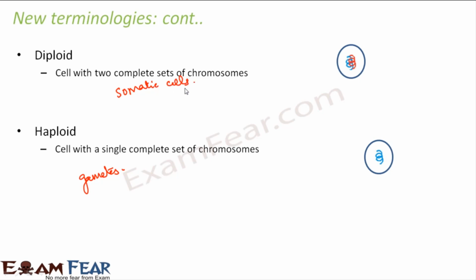So diploid cells will have two sets of chromosomes, and that is why chromosomes exist in pairs. So one set from father, one set from mother. In haploid cells, they will have either the father set or the mother set. For example, the sperms contain the father set of chromosomes, the egg cell contains the mother set of chromosomes.